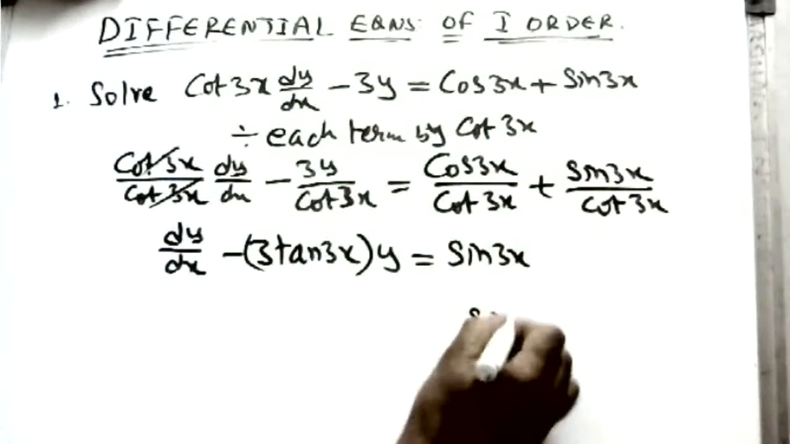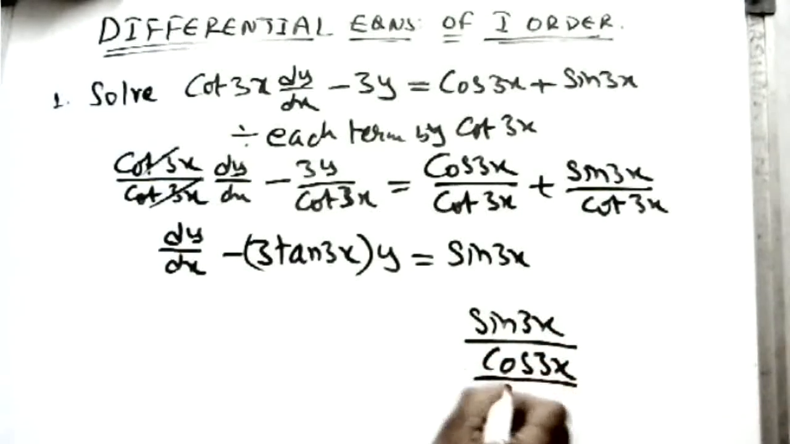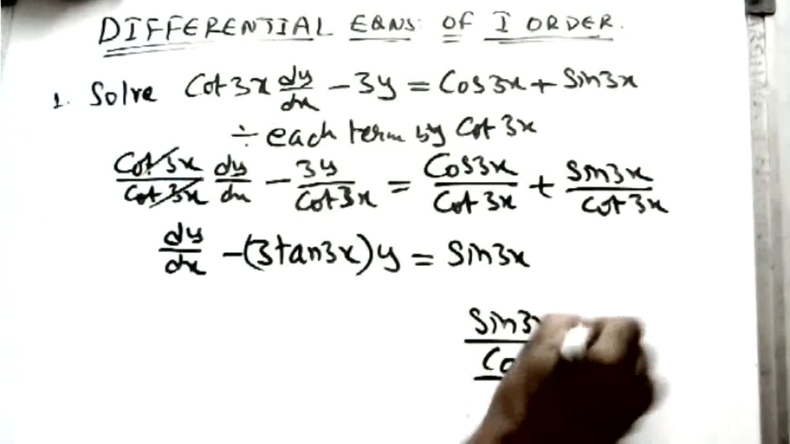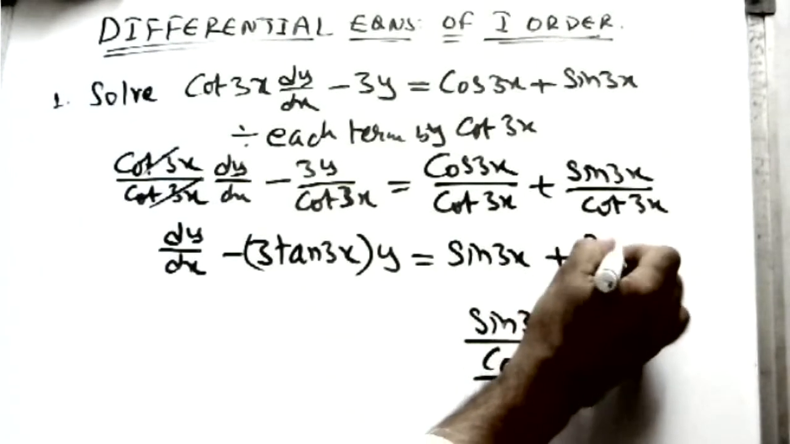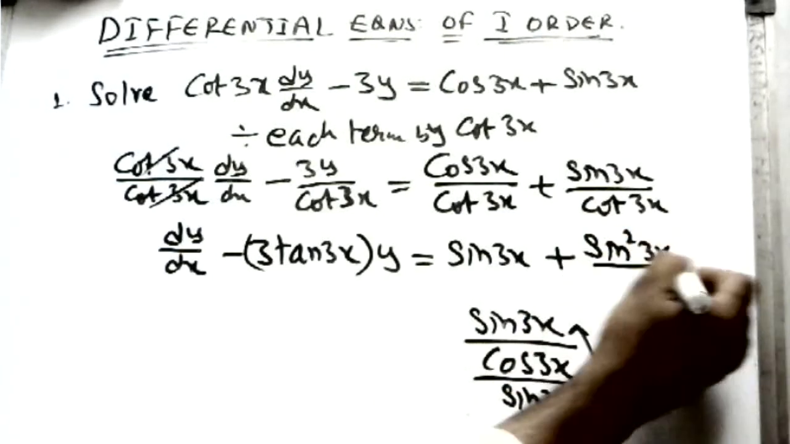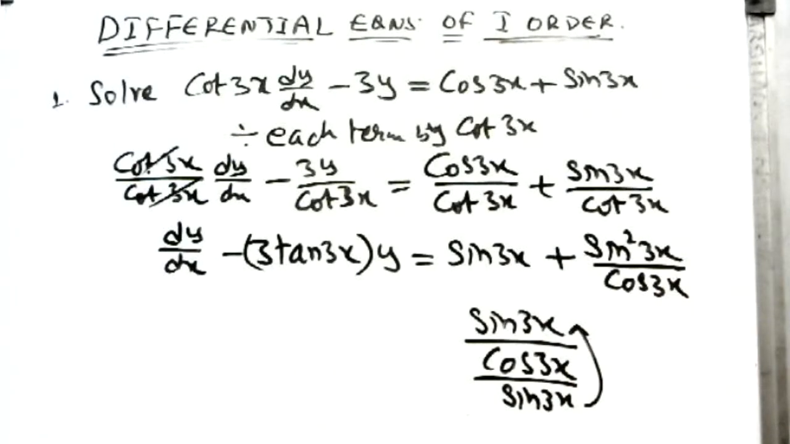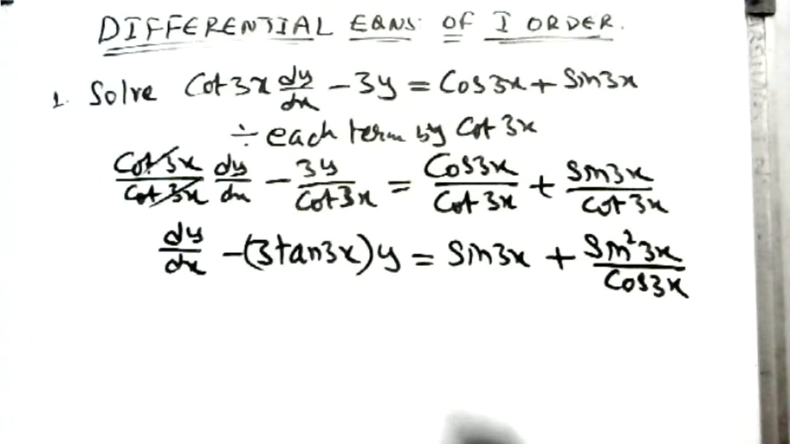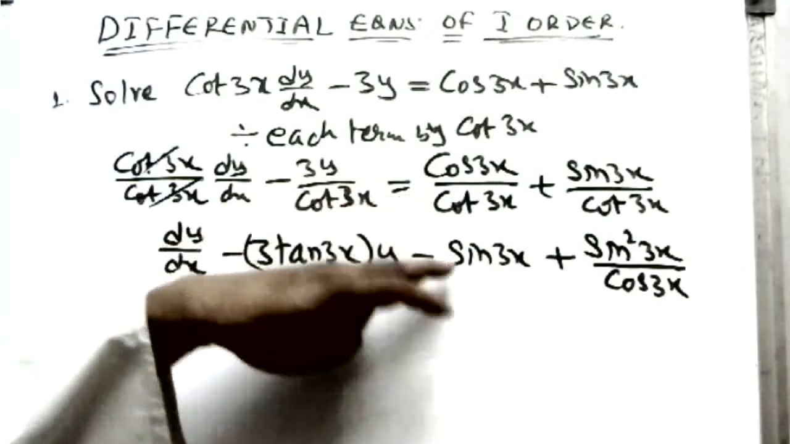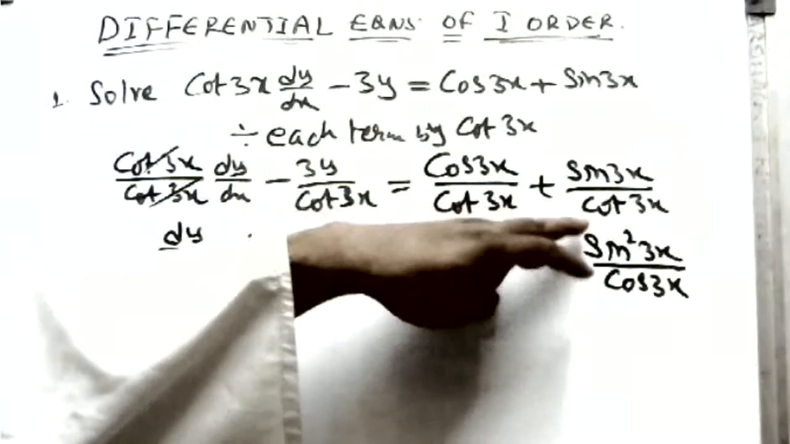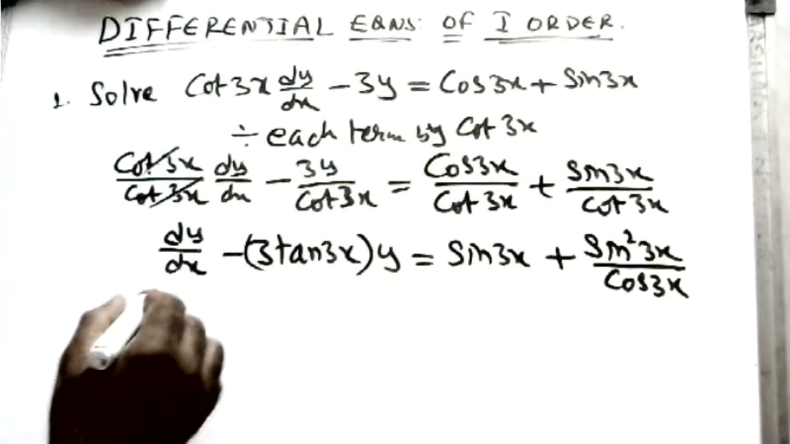Now see here, next one, what is this? Sine 3x divided by cot, which is cos 3x by sine 3x. If we bring this sine in the numerator, sine into sine will be sine squared. It will be sine squared 3x by cos 3x. So no need to solve all this here. You just see here: cos by sine, cos gets cancelled, sine comes here. If you bring the sine in the numerator, it is sine squared by cos.